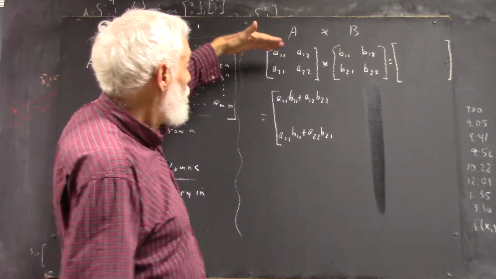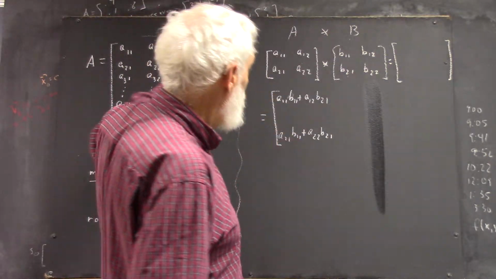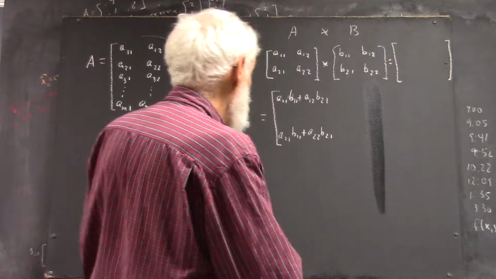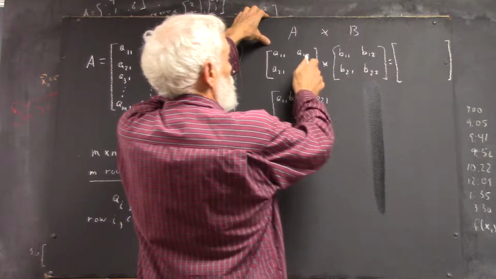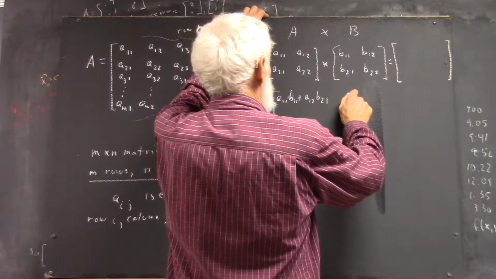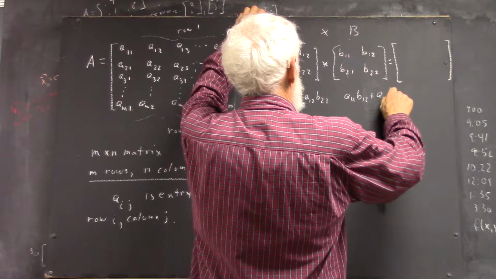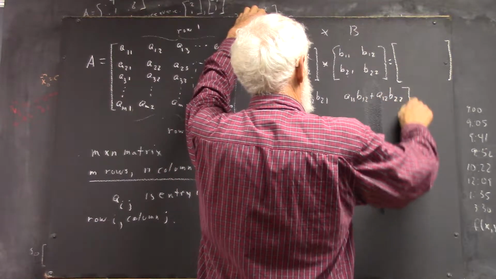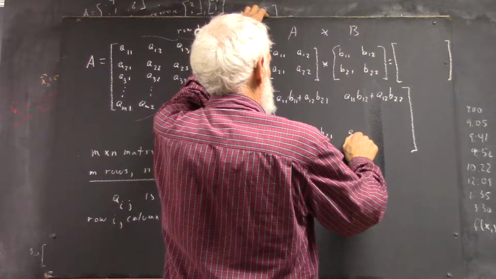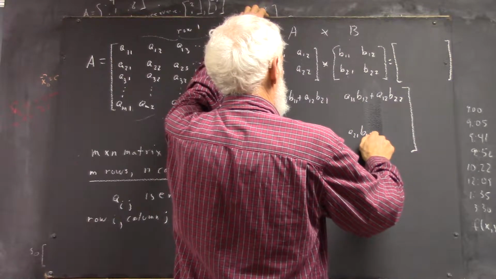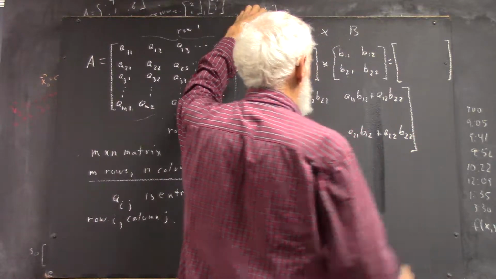Okay, so now I'm going to do the first row times the second column. And of course, that result is going to go in the first row and second column of the matrix. So it's going to be A11 times B12 plus A12 times B22. And then second row times second column is going to be A21, B12 plus A22, B22. Very simple.